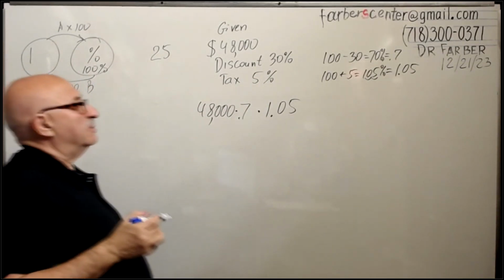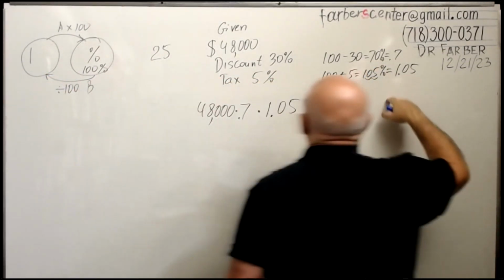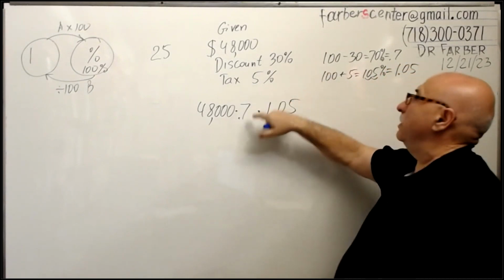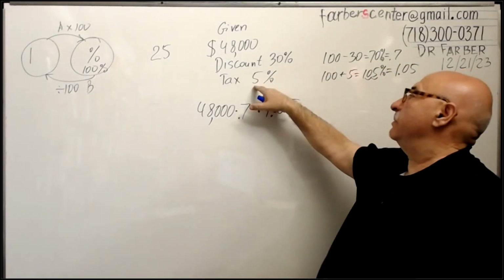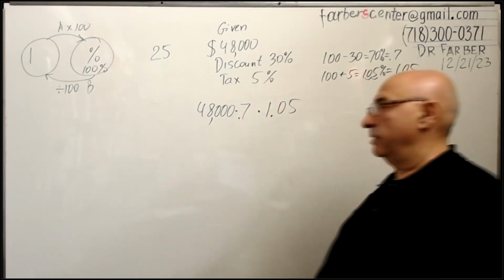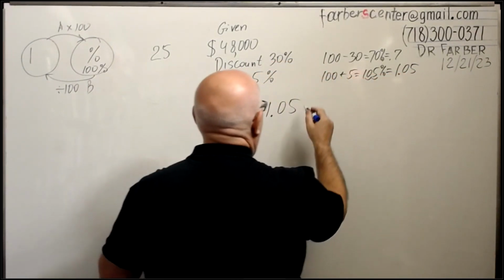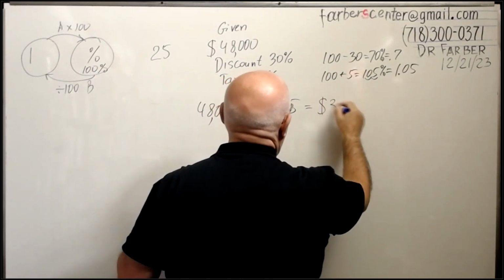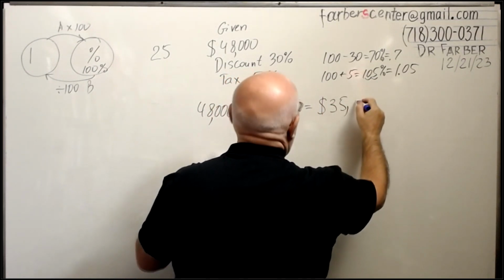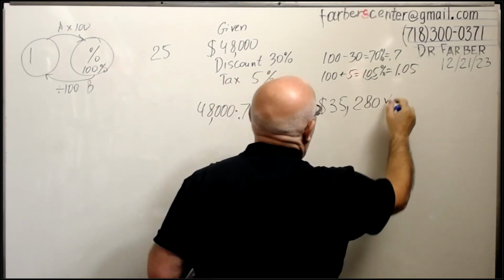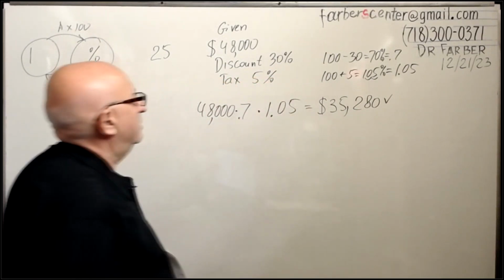If you have experience, it is not necessary to write it down. It's obvious: if discount 30, multiply by 0.7. If 5% tax, multiply by 1.05. If I multiply, I get 35,208. But this is one line.